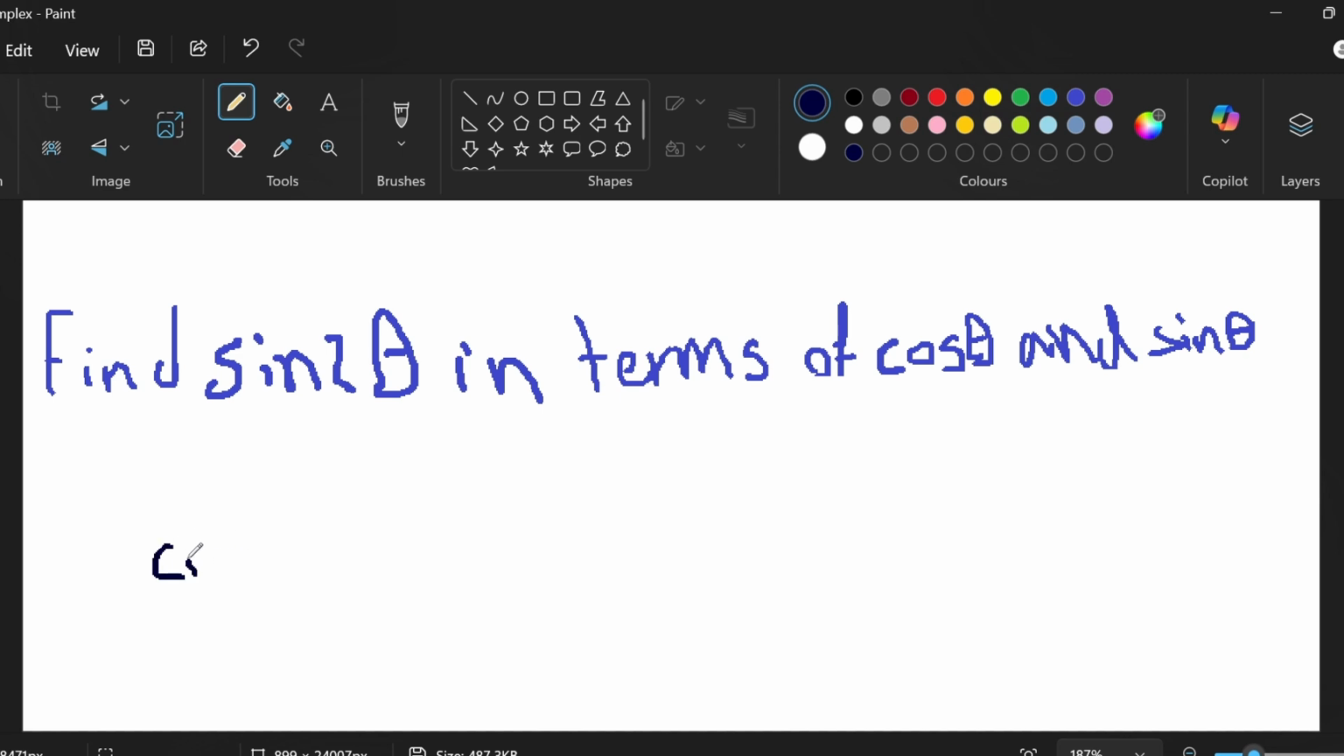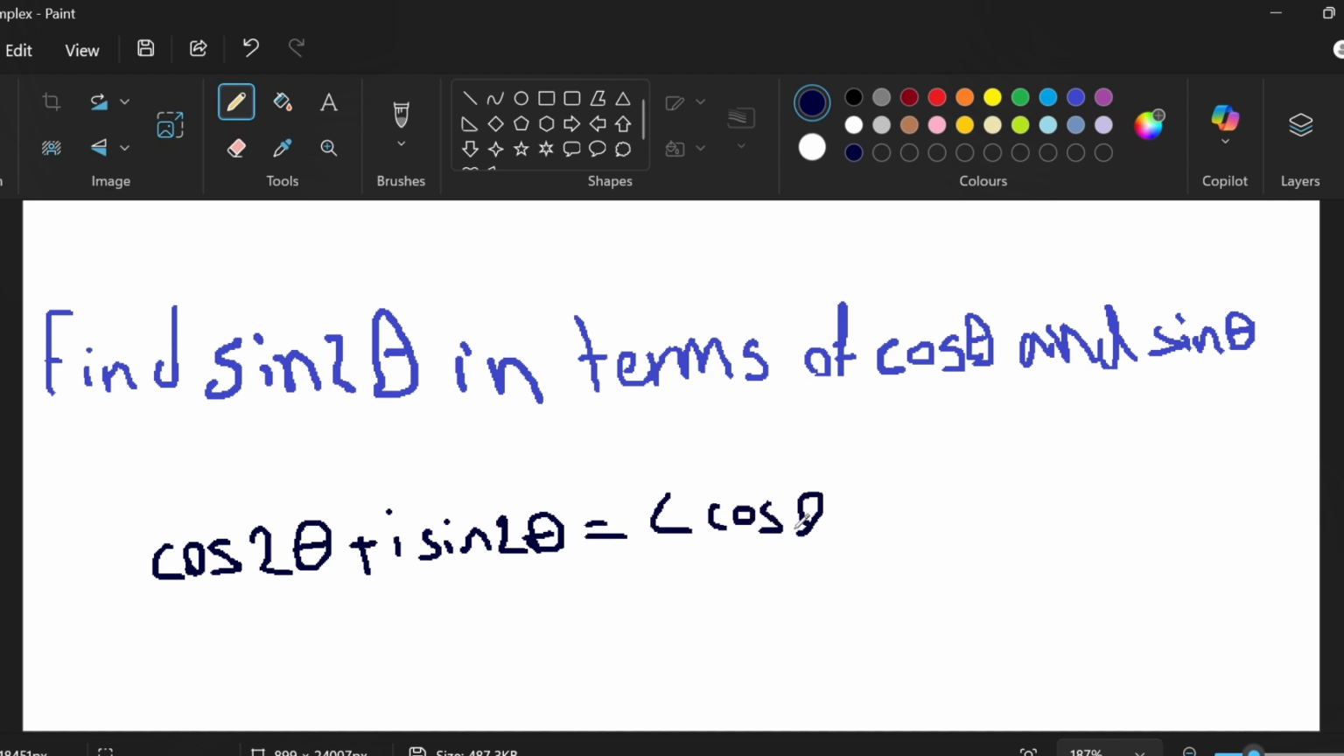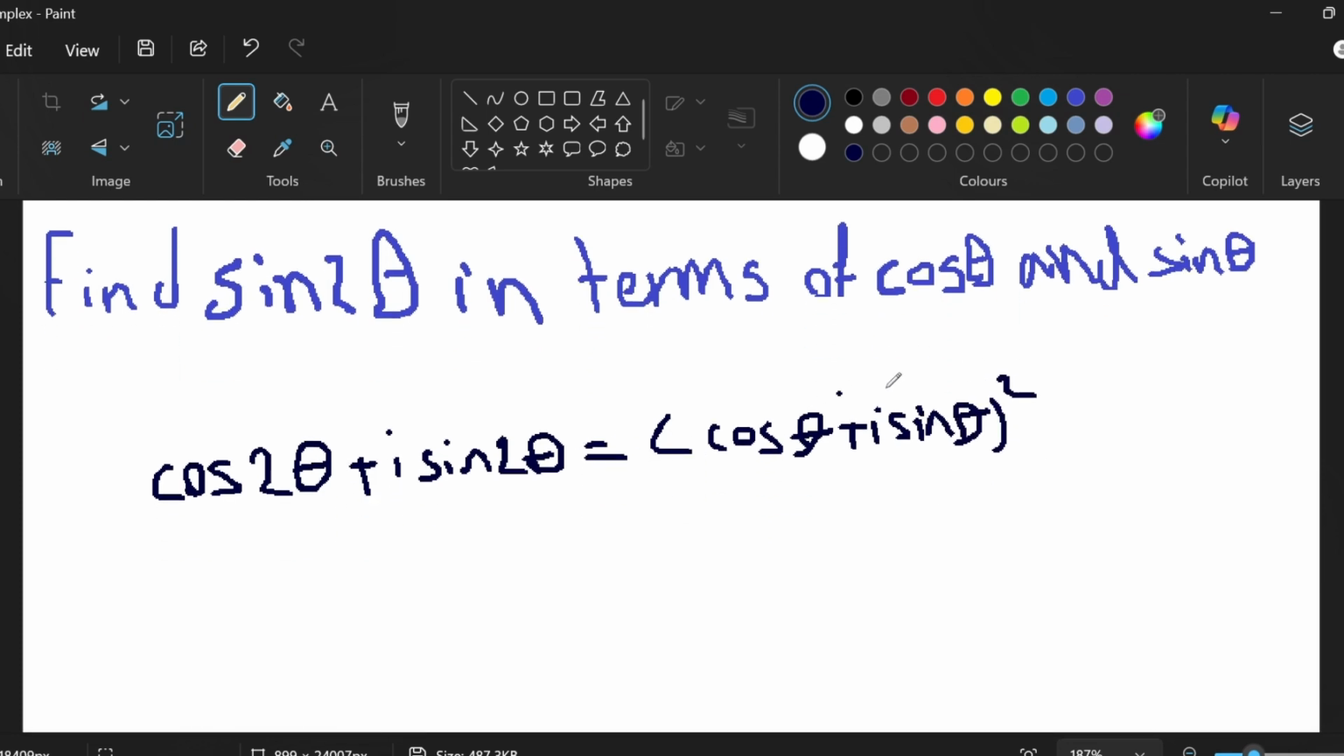To solve this, we're going to write out that cosine 2 theta plus i sine 2 theta is equal to (cosine theta plus i sine theta) squared, because we know this from de Moivre's theorem. And now we're going to expand this bracket out here and then equate the real and the imaginary parts to get sine 2 theta on its own.